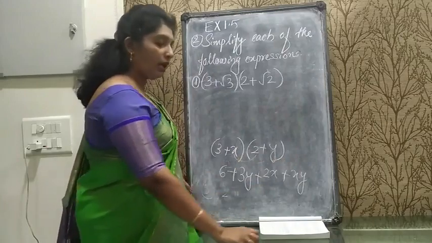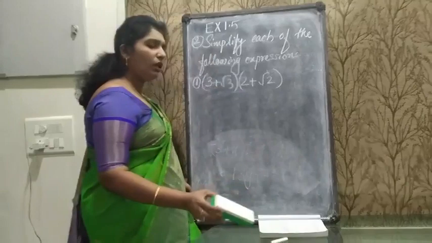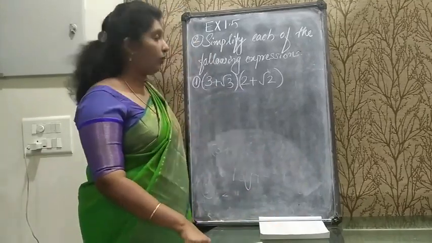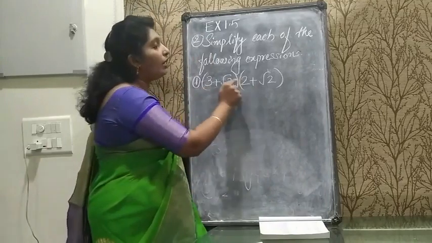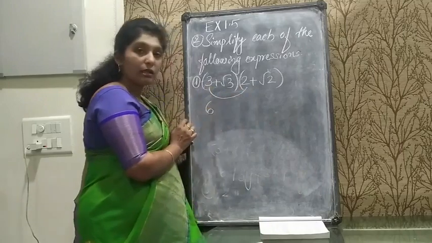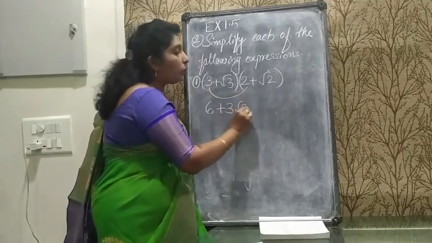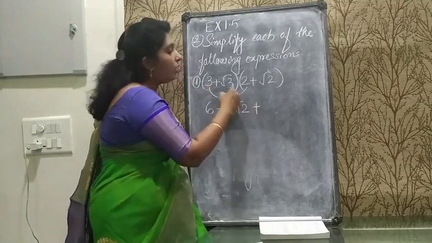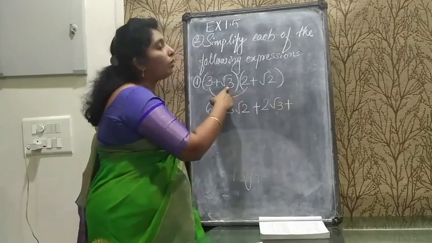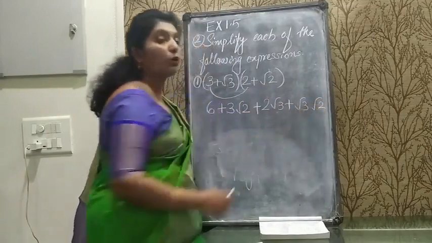The same way, here you need to simplify the given question. Instead of x and y, here two irrational numbers are there. The irrational numbers are root 3 and root 2. So first of all, I will open this bracket with 3. Then 3 into 2, 6, plus 3 into root 2, that is 3 root 2, plus root 3 into 2, that is 2 root 3, plus root 3 into root 2.